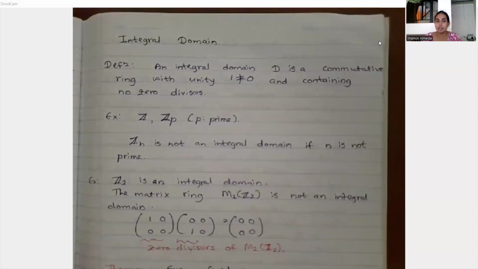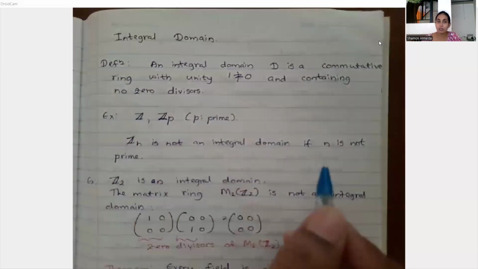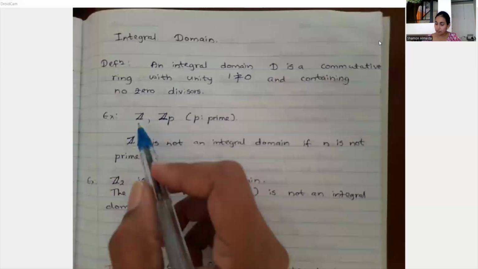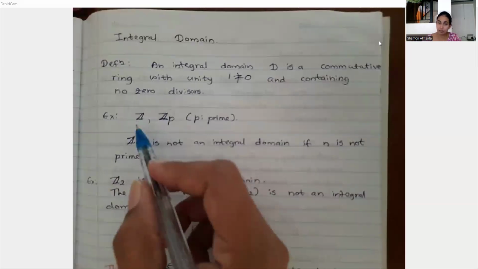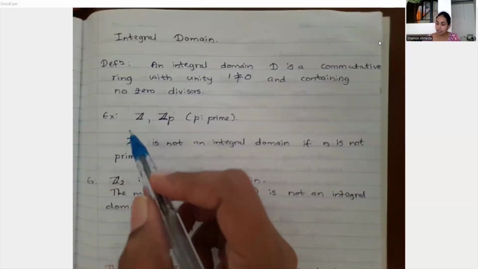So it's a commutative ring. What do we mean by a commutative ring? The multiplication is commutative because we know already that addition is commutative in any ring. And it has unity, it has one, the multiplicative identity. Not only that, contains no zero divisors. So there are no zero divisors. The ring of integers, ring of rationals, reals, they are all integral domains.